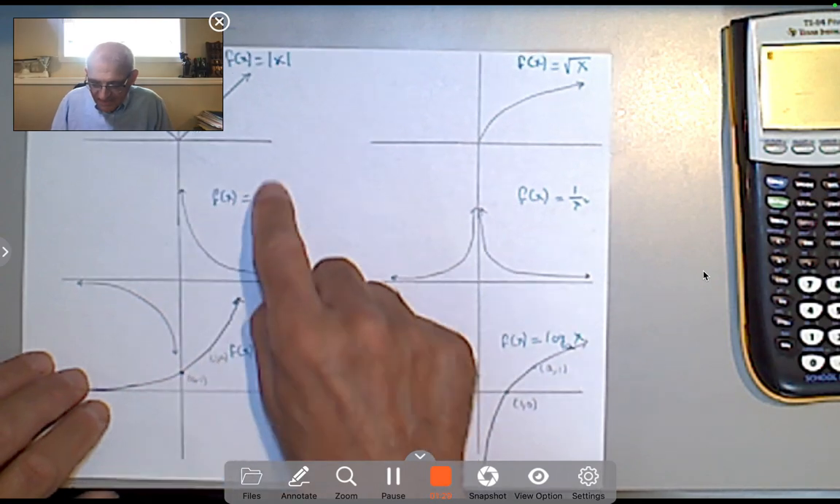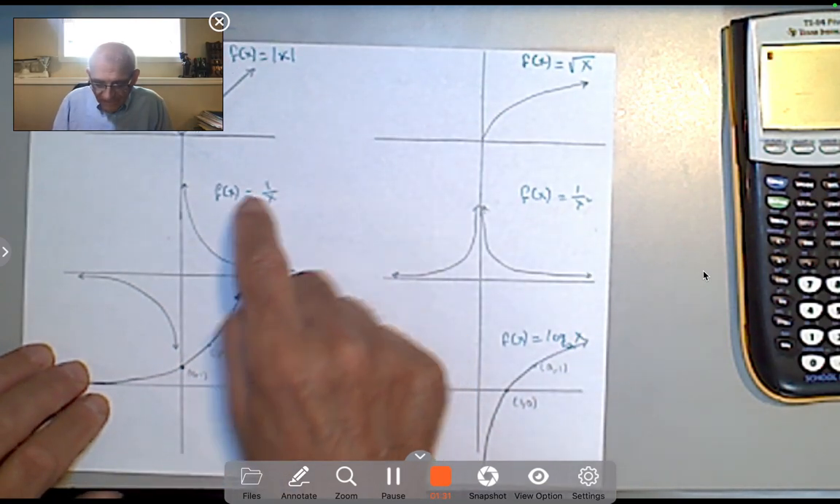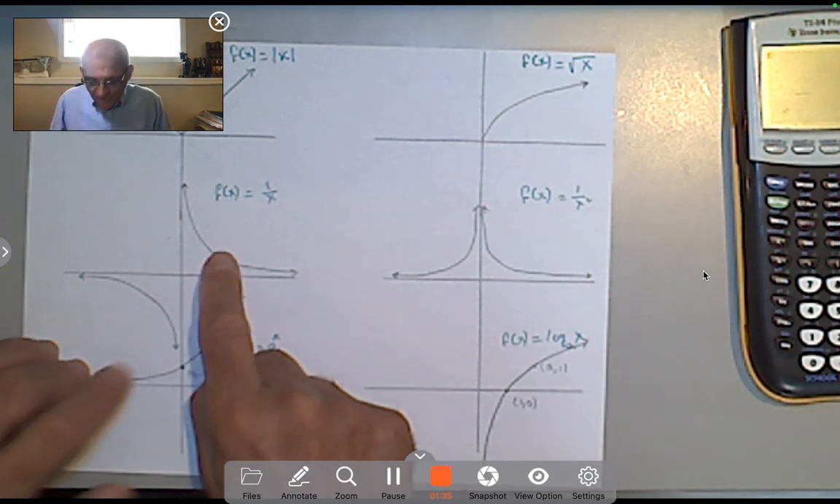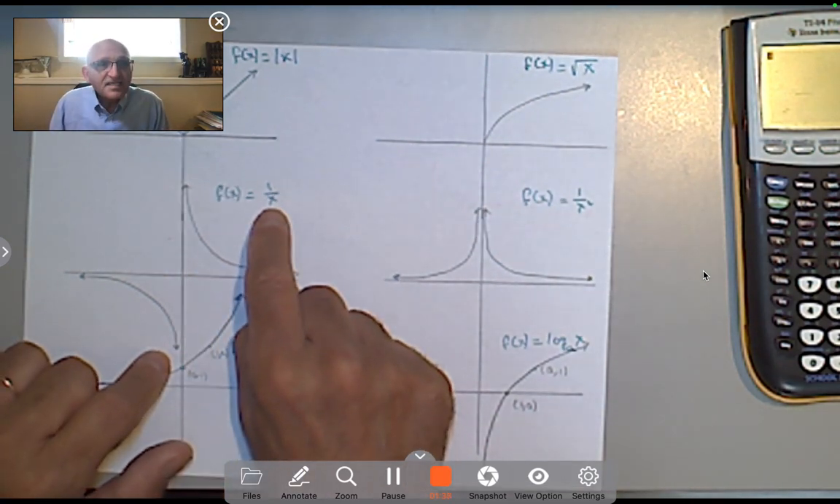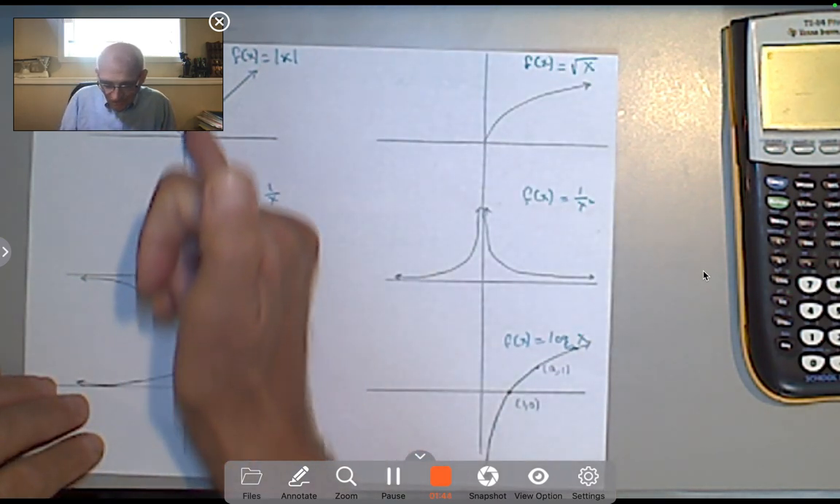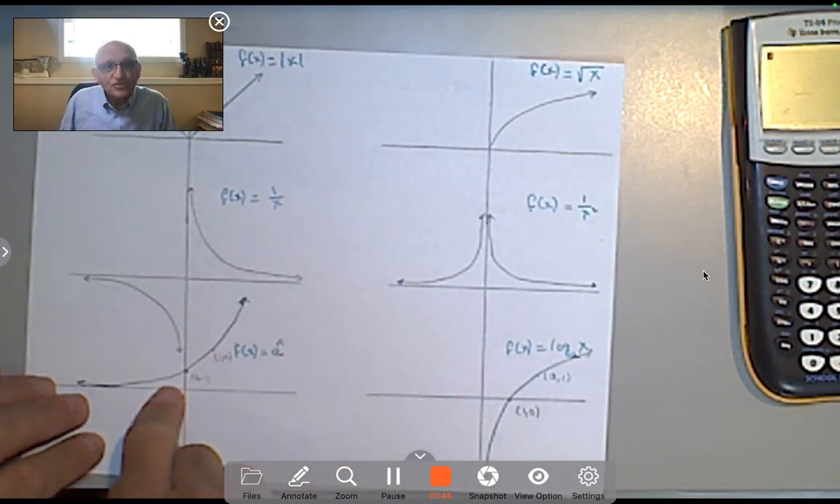f of x is the reciprocal of x, 1 over x. You get this shape. Notice that this is similar to what we said before. x here is -1. If you consider it as a polynomial, it's x to the -1, meaning it's odd. So if the right-hand side goes to infinity, the left-hand side would go to -infinity.